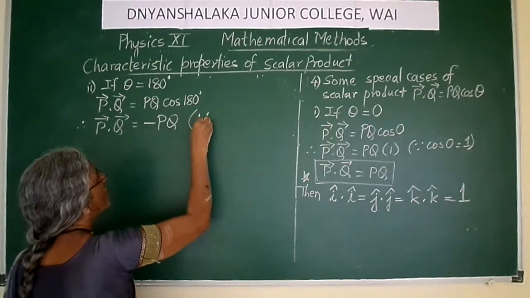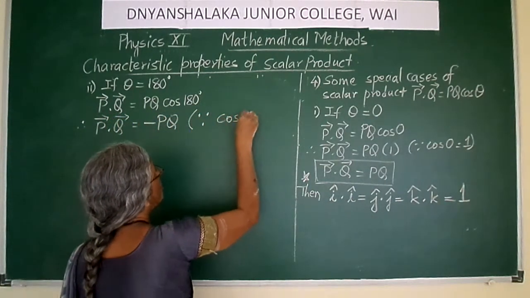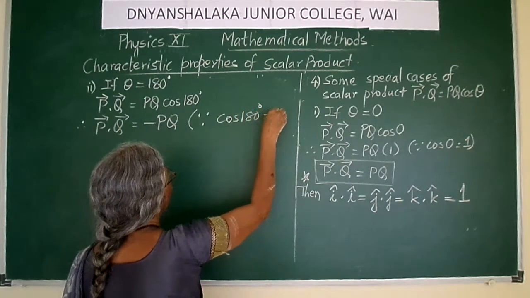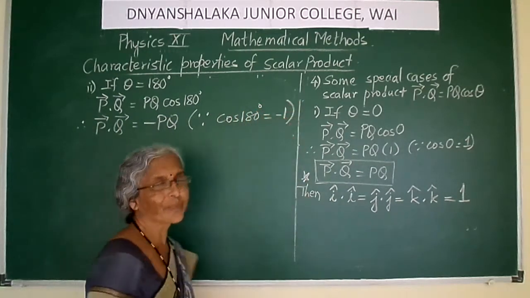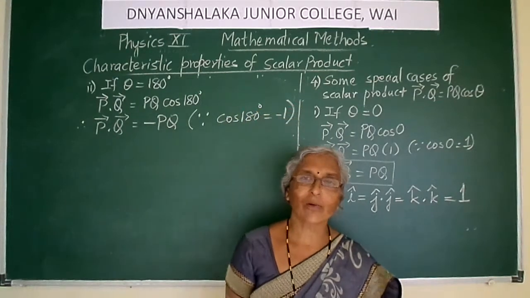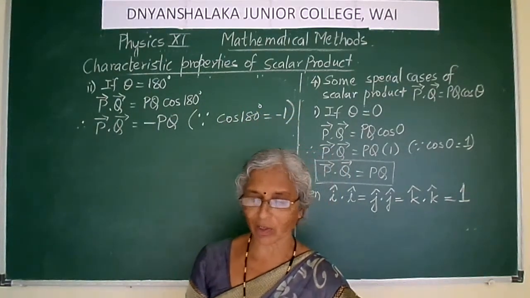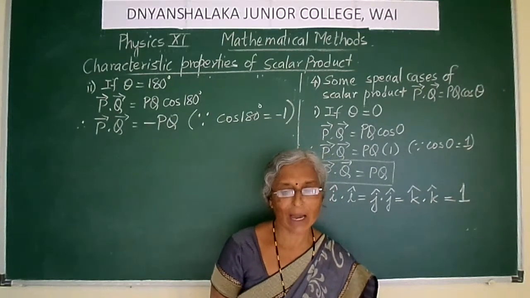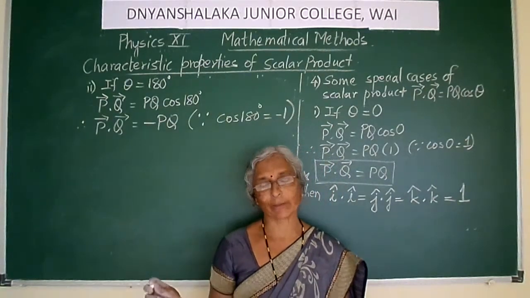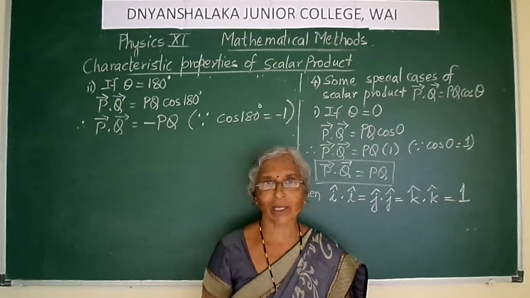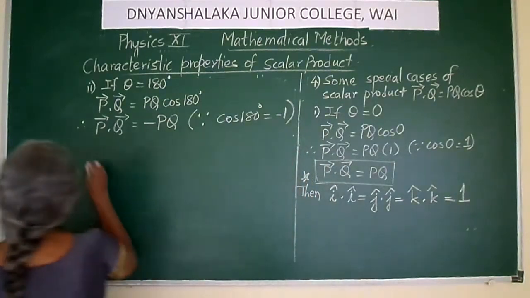Why? Because cos 180 degrees is equal to minus 1. What is the value of cos of 180 degrees? Minus 1. So vector P dot vector Q will be equal to what? Minus PQ. Okay? Got it? The second case. The third case.